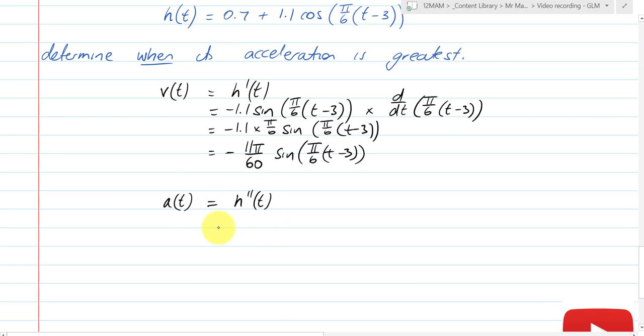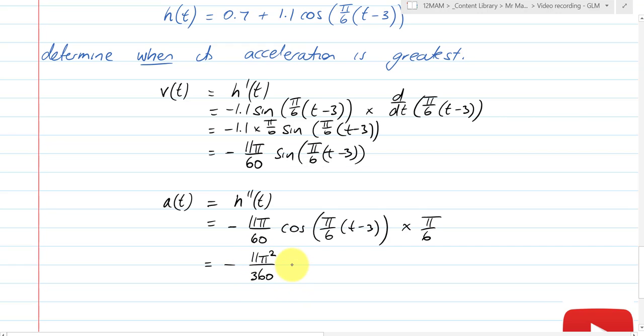Now I need to determine my acceleration, and my acceleration is equal to h double dash or v dash t, which in this case the constant terms disappeared. Following the same principle, I've got negative 11 pi on 60 cos, and it doesn't change the negativity of this term, t minus 3, and then I have to multiply by the derivative of the inside again, which is pi on 6 again, and that gives me negative 11 pi squared on 360 cos pi on 6 t minus 3.